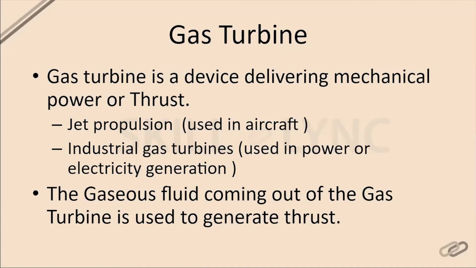There are lots of other types: turboprop, turbofan, turbojet, and other types using propellers also, which basically come under the jet propulsion classification. And you have industrial turbines used for power or electricity generation, which are basically industrial gas turbines. If you think about jet propulsion, the power produced is rated in terms of thrust, the number of pounds or kgs of thrust. If it is a gas turbine, then you rate it in kilowatts or megawatts. So the gaseous fluid coming out of the gas turbine is used to generate the thrust in jet propulsion.